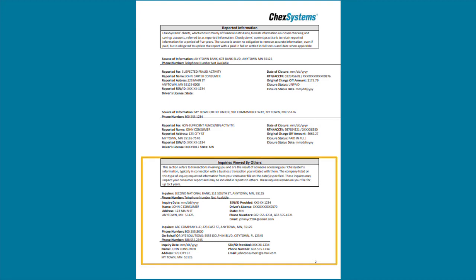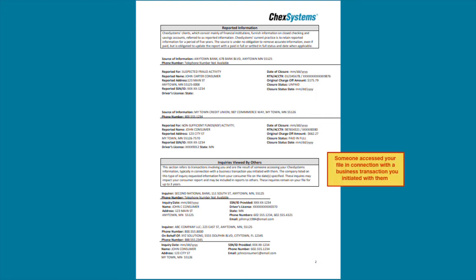Inquiries viewed by others. This section refers to transactions involving you and are the result of someone accessing your ChexSystems information, typically in connection with a business transaction you initiated with them. The company listed on this type of inquiry requested information from your consumer file on the dates specified. These inquiries may impact your consumer report and may be included in reports to others.